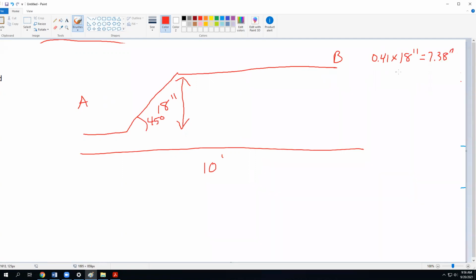So the distance between A and B would be 10 feet minus 7 3/8 inches. 0.38 inches, it's about 3/8, isn't it? 3/8 is 3.75. So yeah, it would be around 9 feet, 4 5/8 inches. That would be the distance between A and B. Everybody got a grasp on shrink? Okay.